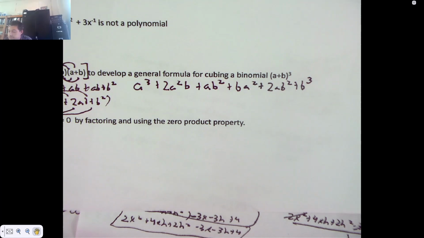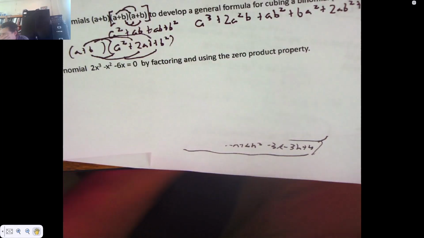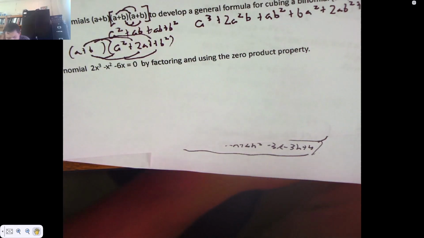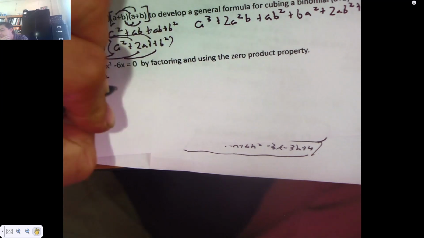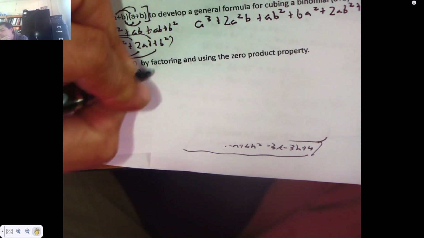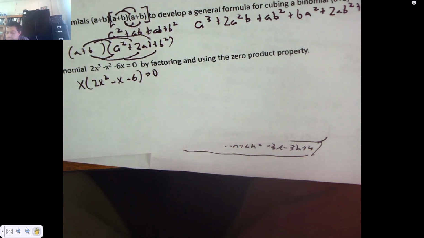So that's done. 10 says solve by factoring. So first commandment of math is if there's a common term, you pull it. And every single thing contains an x. There's a little bit of factoring, okay?